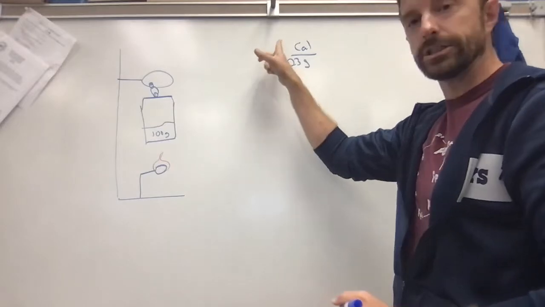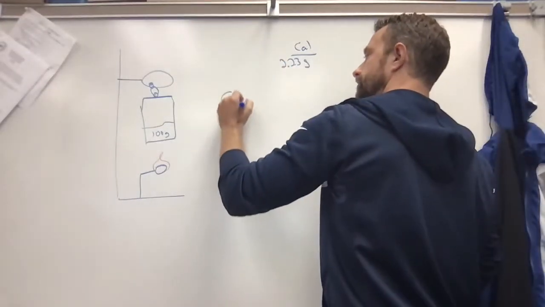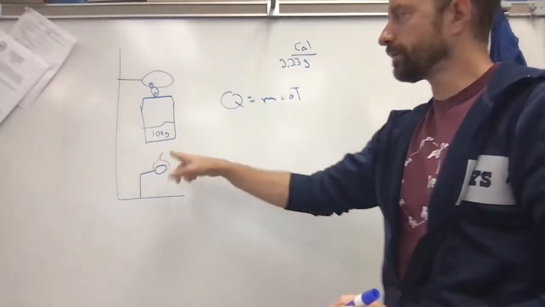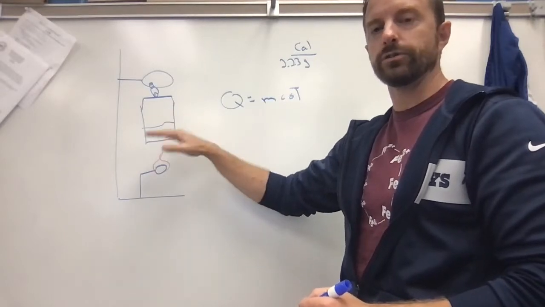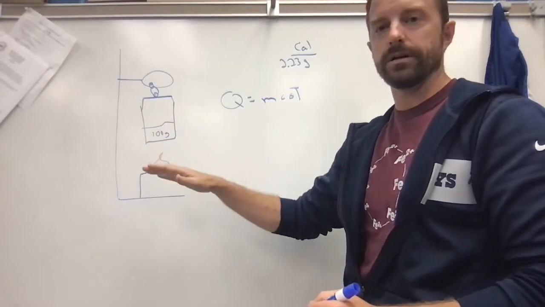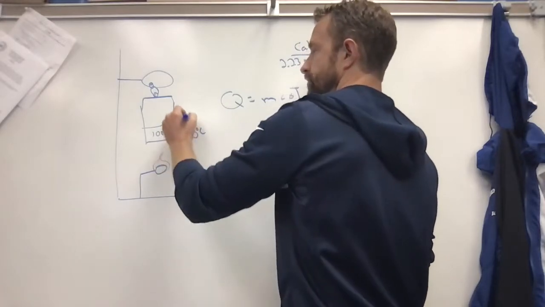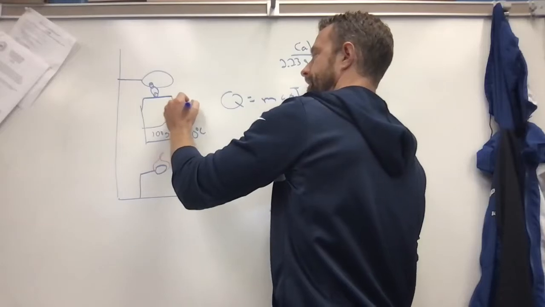So I need to know the energy that gets released by that. The new equation that we've got is Q equals MC delta T for heating things up. So we burned the peanut, but that heated up the water. It took the water from being room temperature, somewhere in the neighborhood of 20 degrees Celsius, up to some temperature higher than that. Let's say it went up to 35 degrees Celsius.